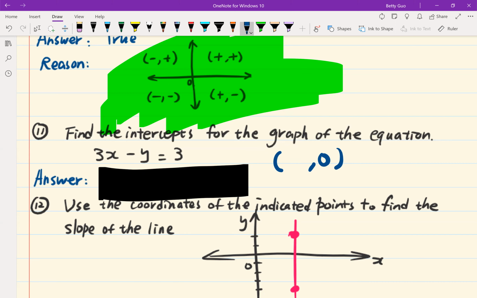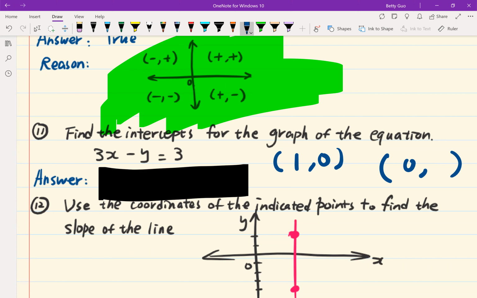Make y be 0. What is x? Hold on. Make y be 0. You have 3x equals 3. 3x is 3. Do you see that? So x is 1. You see how convenient it is? That's x-intercept. For y-intercept, you plug in x equals 0.